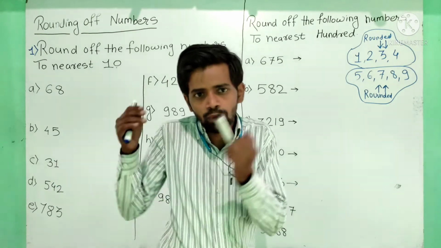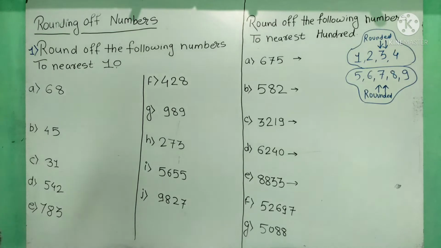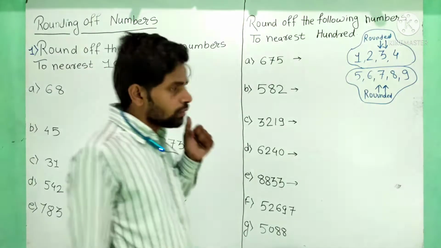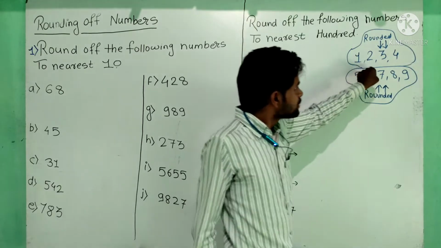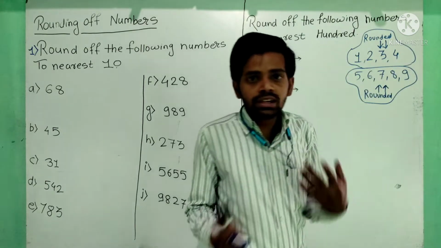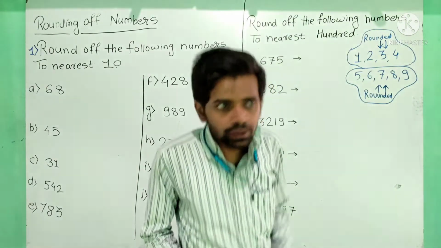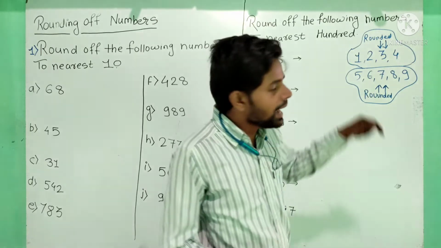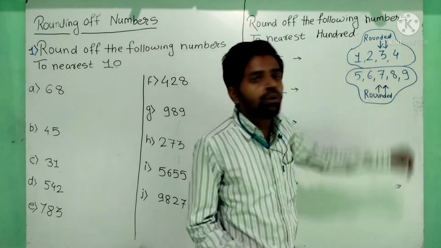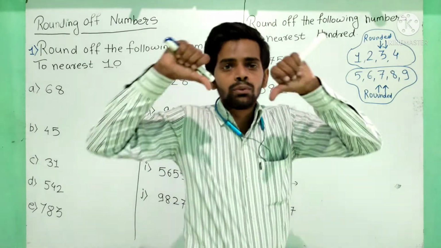जो पहले किया था वही अभी वापस करना है. First of all, we have to remember these two things. The digits 1, 2, 3 and 4 are weak digits. If we find these digits under observation, when we observe, the number will be rounded down.